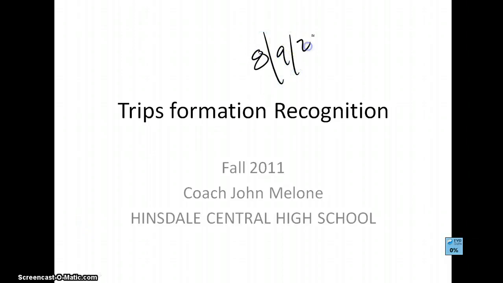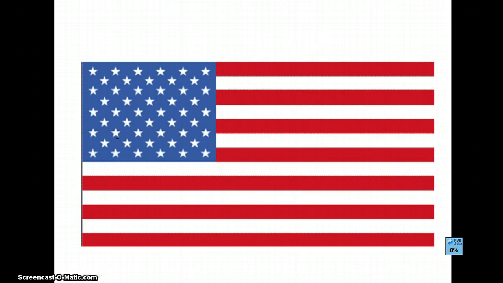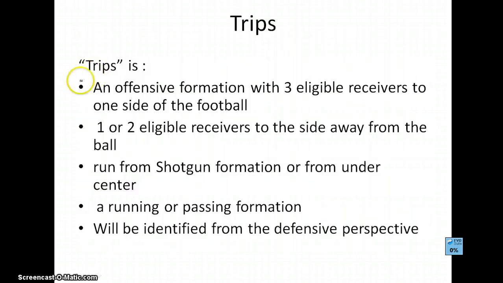Let's take a quick look at something we call TRIPS formation and quad formation recognition, and how we can communicate that to each other. TRIPS, of course, is an offensive formation with three receivers on one side of the football. On the other side, away from the ball, you could have one or two receivers who might be eligible. It can be run from the shotgun or from under center, and can also be a passing or running formation.